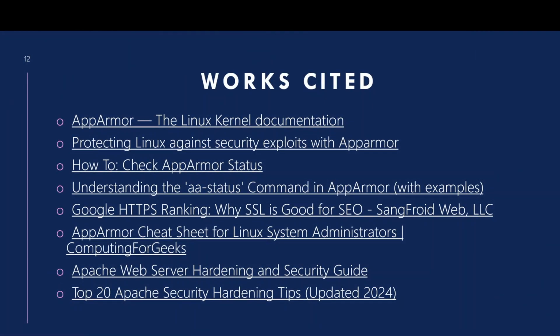Then here we've got the Works Cited page. As far as references go, I found a lot of great information on the Linux kernel documentation website for AppArmor. There are plenty of great websites for checking on how to check AppArmor statuses, which is something that I kind of struggled with in the beginning, as well as understanding the aa-status command in AppArmor. I included that in the fourth reference, if you can see right there. That link will take you there. It also has examples on how to check, which I found is great.